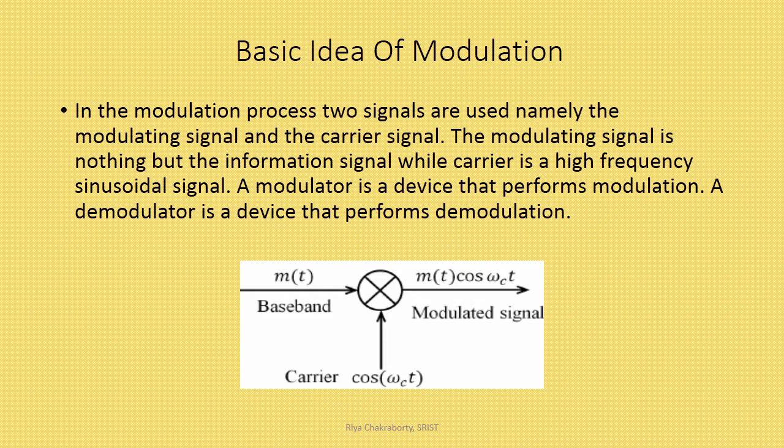So a carrier wave is a waveform that is modulated with an information bearing signal, for the purpose of conveying information. So the modulating signal is nothing but the information signal, while the carrier is a high frequency sinusoidal signal. For modulation, the device is called a modulator, and a demodulator is a device that performs demodulation.